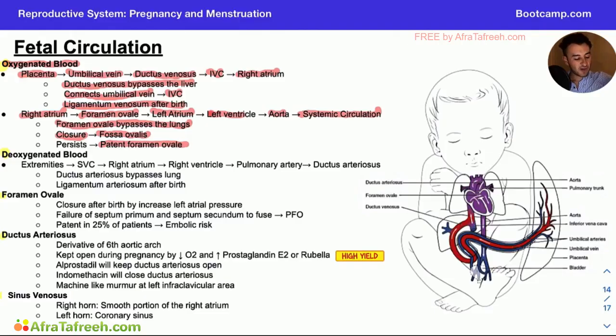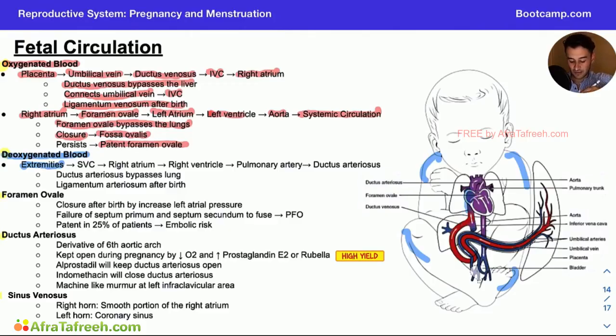So let's go ahead and move on now to talking about our deoxygenated blood. Our deoxygenated blood is going to be coming from our extremities because the fetal tissue has used up all the oxygen that it was getting from mom. So our fetal tissues out here are going to be full of deoxygenated blood, and they're going to come through the vena cava in here to the right atrium.